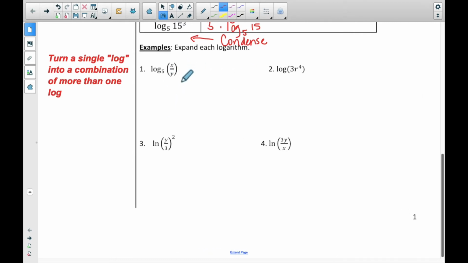So this is a division problem. Division means subtract. So we're going to start off with log base 5 of x, and we're going to subtract log base 5 of y.